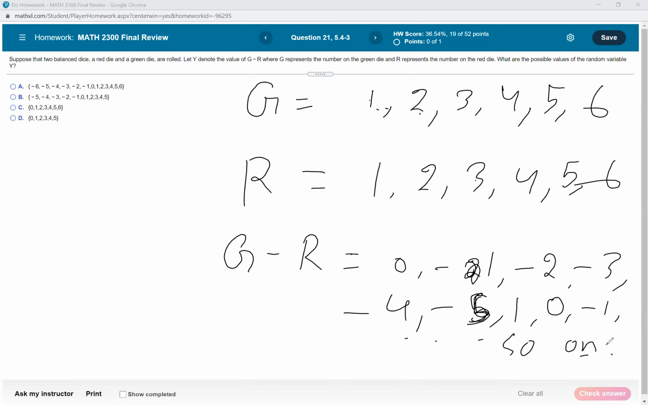The maximum number we can have for green minus red is 6 minus 1, which is 5. And the minimum number is 1 minus 6, which is negative 5. So the possible values will be minus 5 to 5. Which one is correct then? In A, we have minus 6 to 6, so this is not correct. In B, we have minus 5 to 5. Yes, this one is the correct answer.